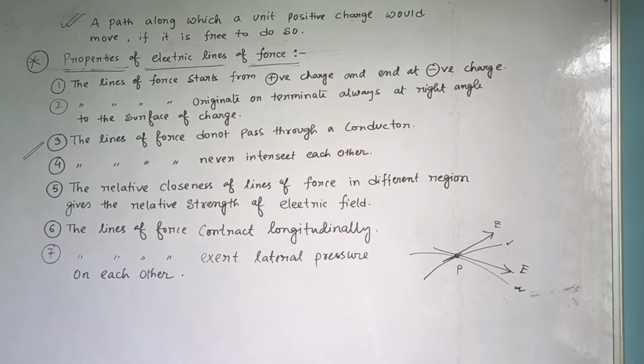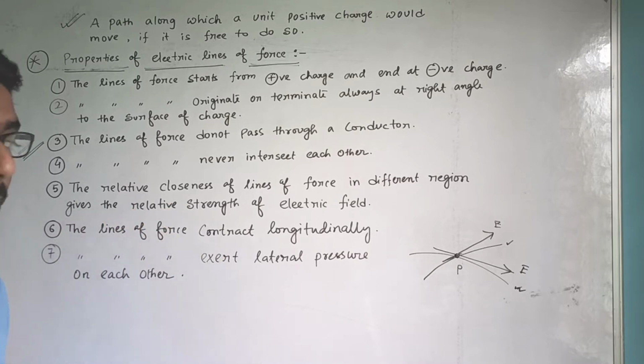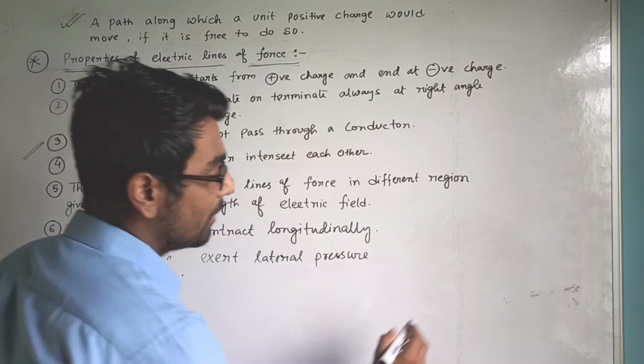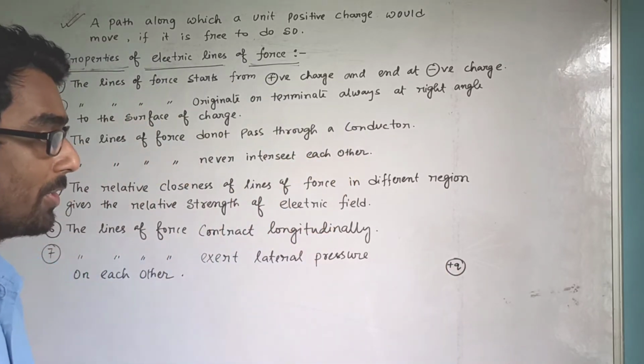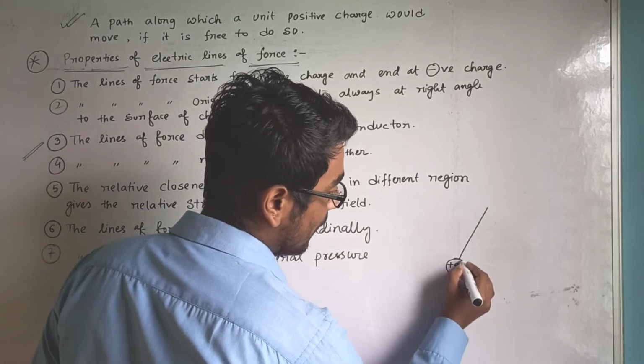The fifth point, the relative closeness of lines of force in different regions gives the relative strength of the electric field. That means suppose we consider a positive charge of magnitude Q. In that case the electric field will emit like this.